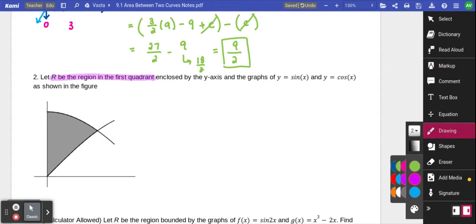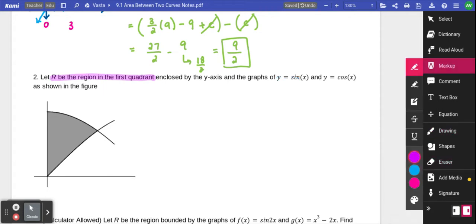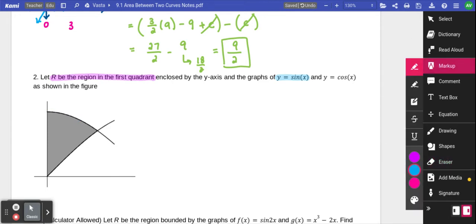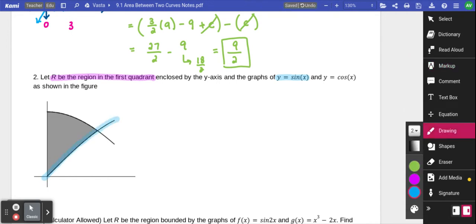Now, because I've done graphing before, I know that sine of x, I wanted to use a highlighter here. I know that sine of x is going to be the one that starts at 0, 0. So this is sine of x, and I'm going to go ahead and label that so that I can keep track. So this is y equals sine of x.